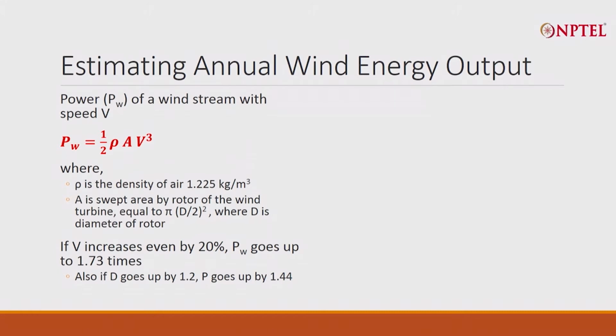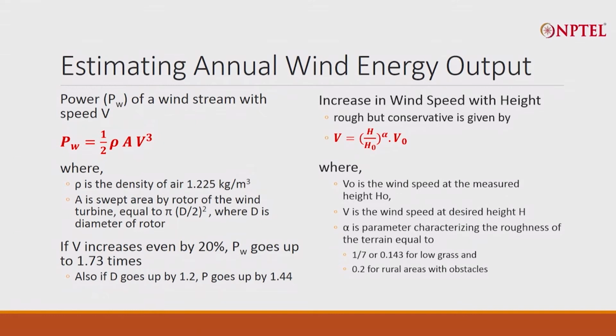So, if the velocity increases, even to 1.1, what you will get is 1.1 into 1.1 into 1.1, and it is more like 1.35 or 1.4. If velocity increases by 20%, you are going to get about 75% more power. This is the wind power which is coming. Will all of it be converted? No. But if we increase by 20%, it goes up by 1.73 times.